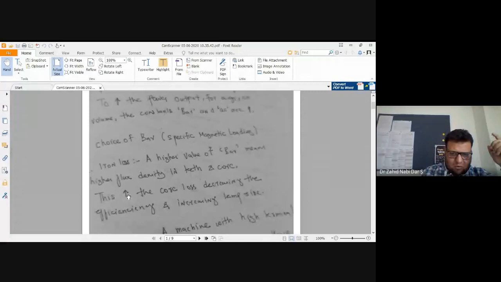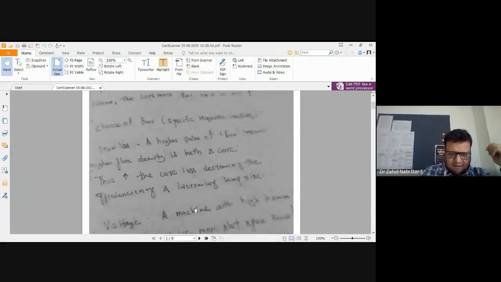Suppose the core loss increases, what will happen? If the loss increases, look at your efficiency. Efficiency is output by input. Output is equal to input minus losses, or input is equal to output plus losses. So if you write efficiency as output by input, where input is output plus losses, then when loss increases, efficiency will decrease. You're getting my point. So the increase in the core loss decreases the efficiency, and increases the temperature rise.